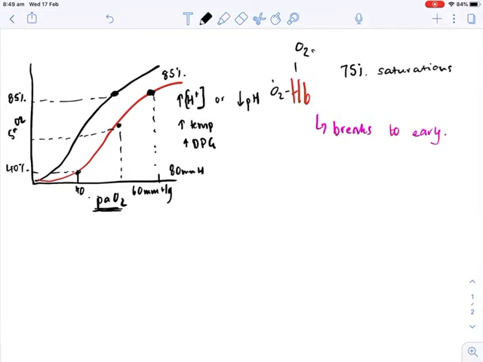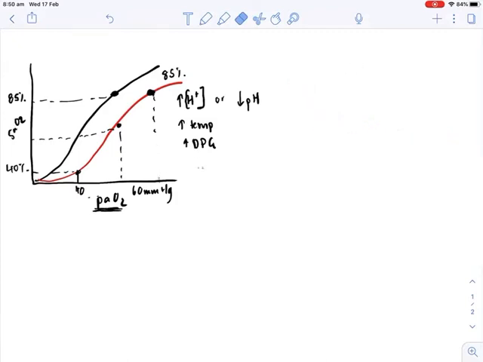So the reason that the body does this, obviously at an extreme, it's not a good thing because your cells aren't getting the oxygen that the hemoglobin's transporting round. However, with little shifts left and right, it can actually be helpful. So let me get rid of all this just to make it a bit clearer.